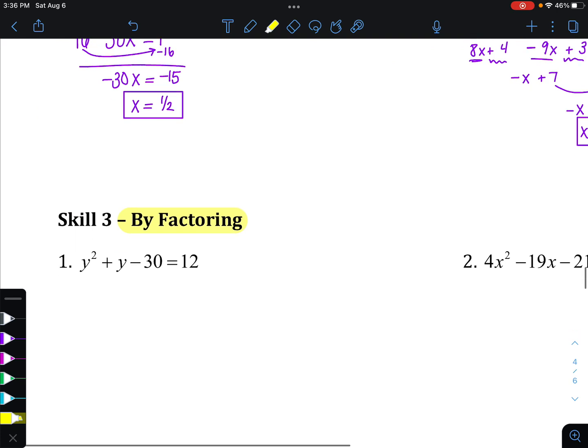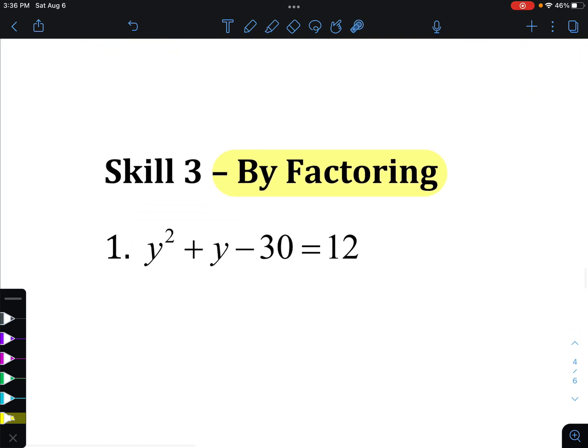All right, so here we see the quadratic, we see the equal sign, so we know we're solving, but it's not equal to 0. So our preliminary step here is first to set the equation equal to 0. So I have to move that 12 over by subtracting it. So I'm going to have y squared plus y minus 42, and now it equals 0. So now I can solve by factoring.